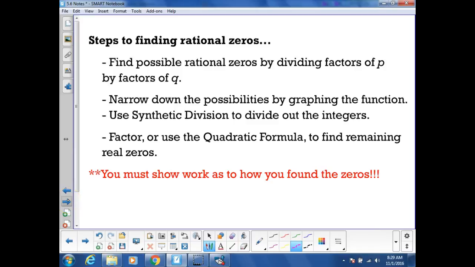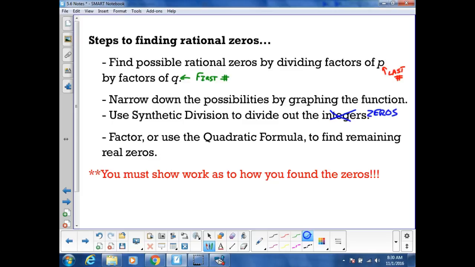Fantastic. Couple of steps that you need to remember for when finding rational zeros. Okay? Remember, P here is the last number, and Q here is the first number. You can narrow down the possibilities by graphing. We can use synthetic division to divide out the integers, or to find the zeros once you know a zero. Factor, factor, factor until you can't factor anymore, or use the quadratic formula to find those.